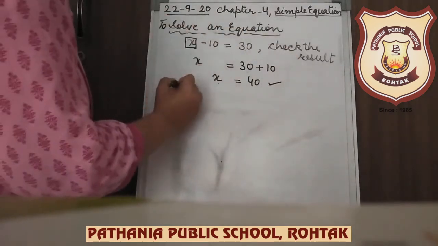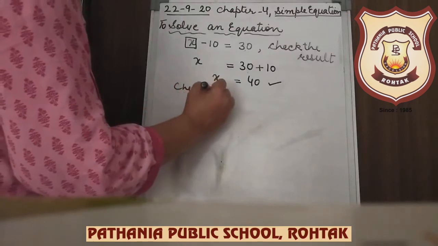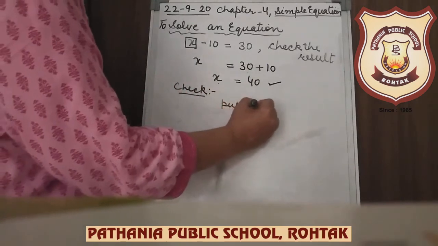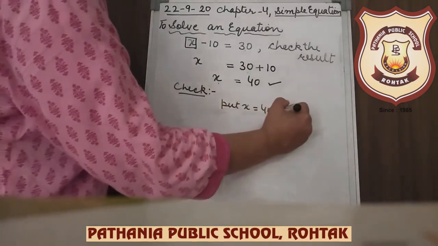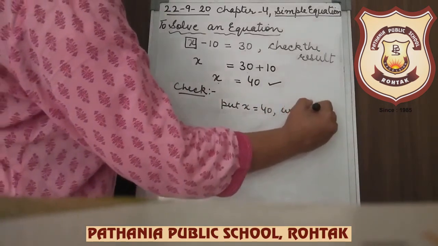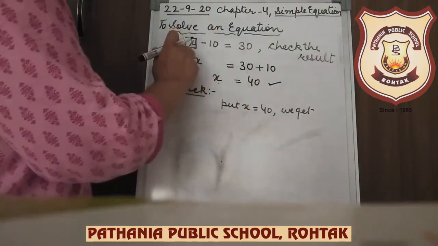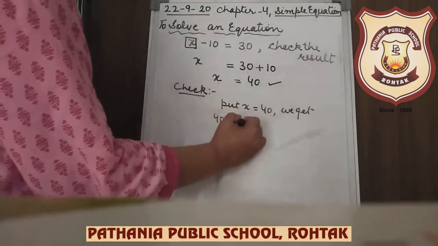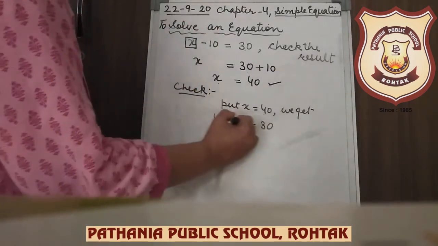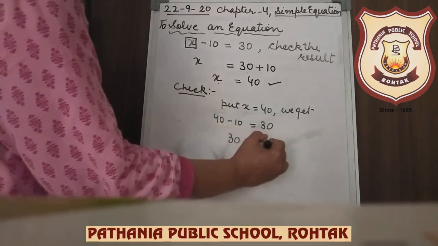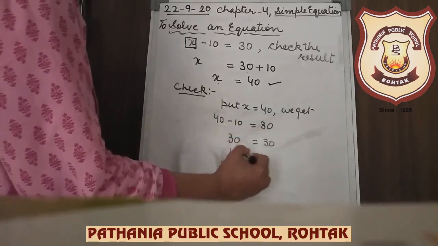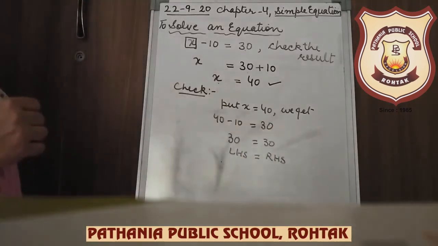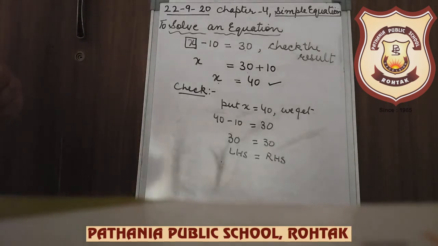Now how to check the result? Put the value you got for the variable, 40. The equation is x minus 10 equals 30, so for x you write 40 minus 10, and the right hand side is 30. So 40 minus 10 is 30. Your answer is perfectly correct because your left hand side is equal to the right hand side. You can cross check your answer. Clear?